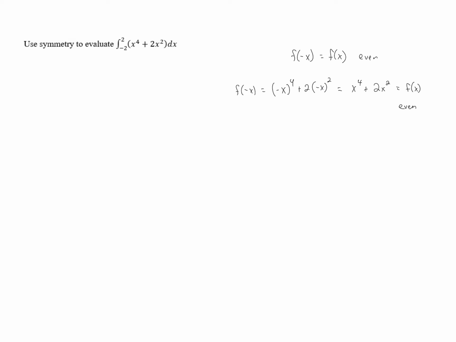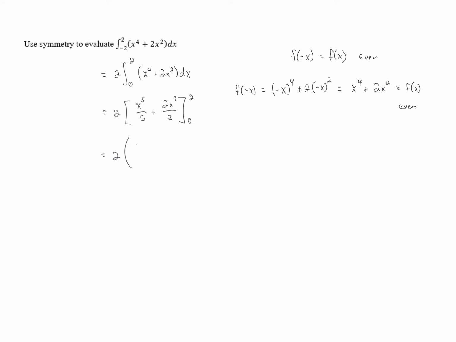And so we can't say that the integral is equal to 0, but we can rewrite this integral as 2 times the integral from 0 to 2 of that same integrand. And at the very least, it saves us from having to plug in -2 when we can plug in 0 instead. So let's find the antiderivative. X to the fourth gives us x to the fifth over 5 plus 2x cubed over 3, evaluated at 0 and 2.